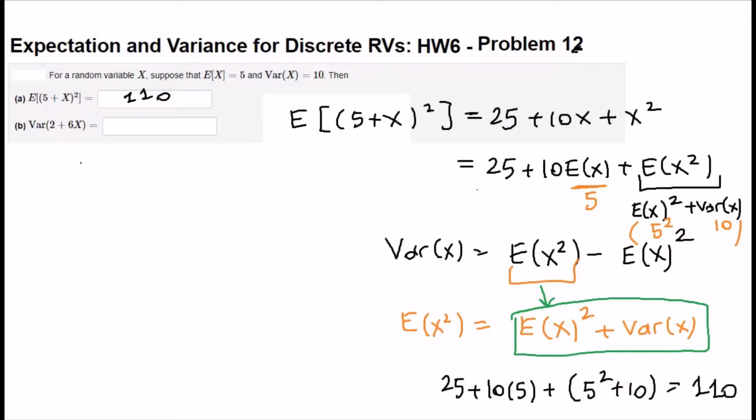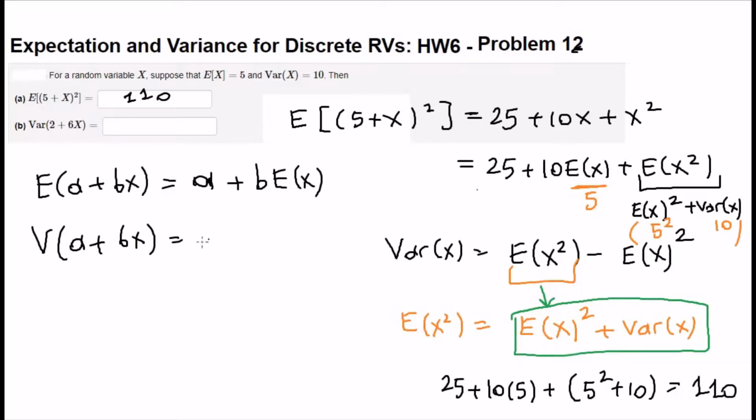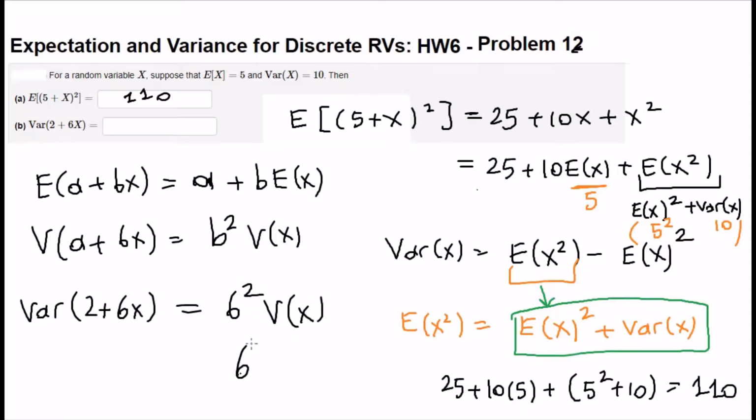Part B is asking for the variance of 2 plus 6x. Let's remember these two formulas. The expectation of a plus bx is equal to the constant a plus b times the expectation of x. And the variance of a plus bx is equal to b squared times the variance of x. So knowing this, we can evaluate the variance of 2 plus 6x as 6 squared times the variance of x, which is 10. So it's going to be 360.